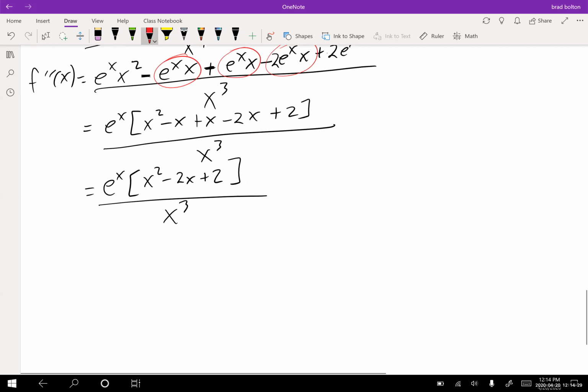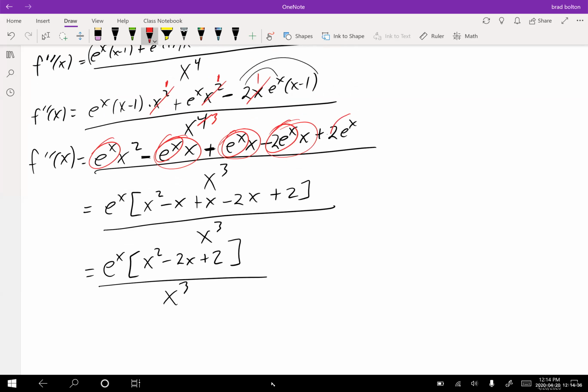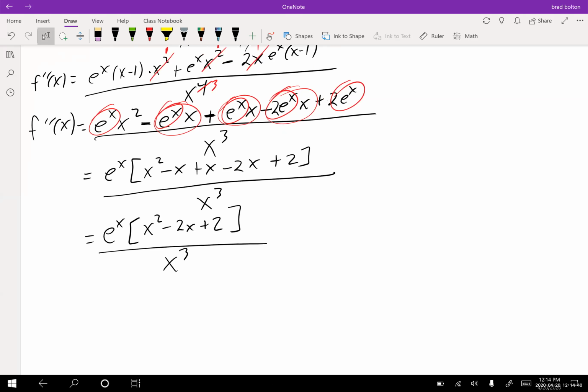Okay. Yeah, I should have noticed that e to the x, e to the x, e to the x. Everybody has e to the x. I should have noticed that. Sorry about that, you guys, but we got there. So we have e to the x times (x squared minus 2x plus 2).